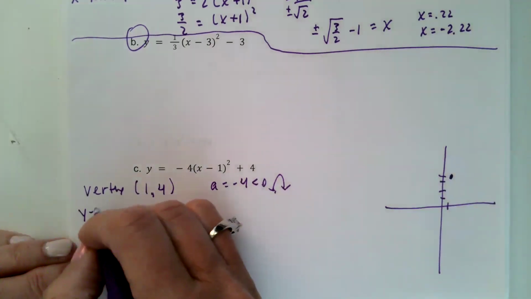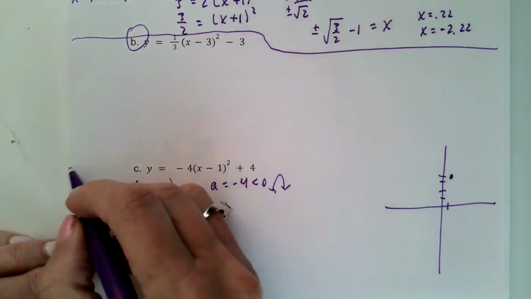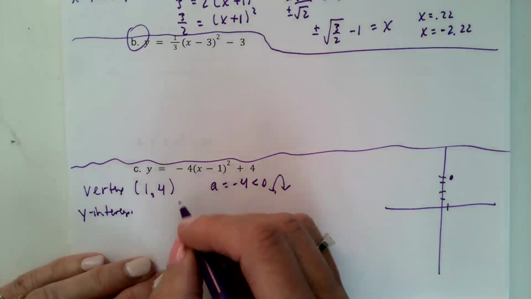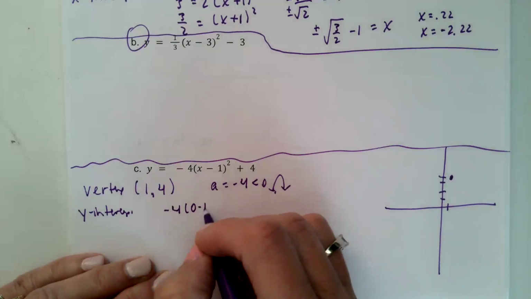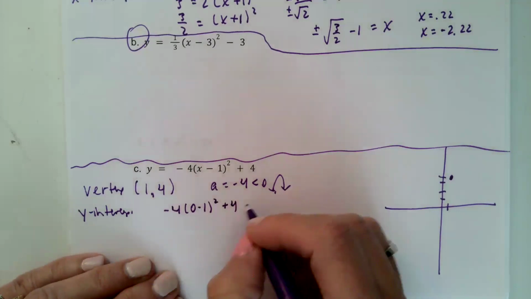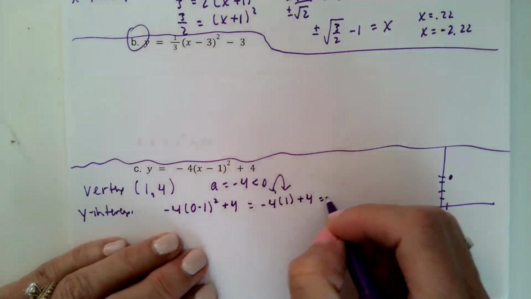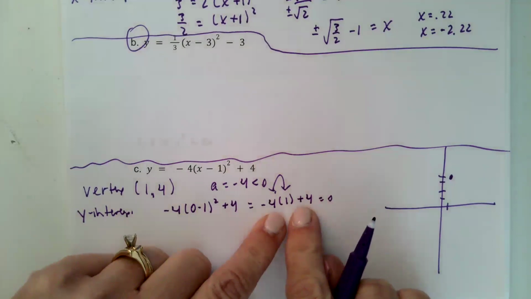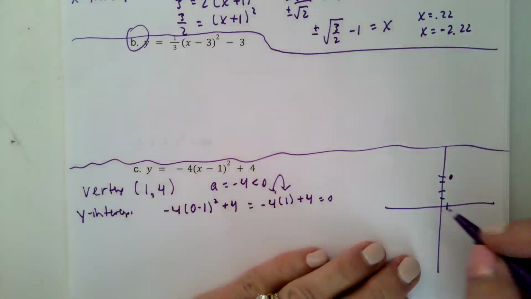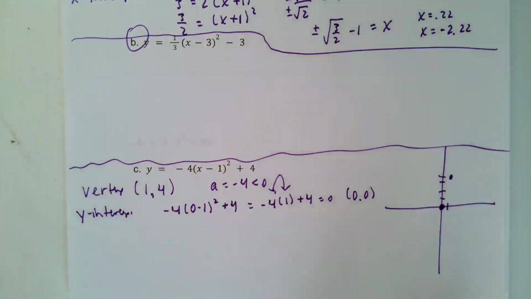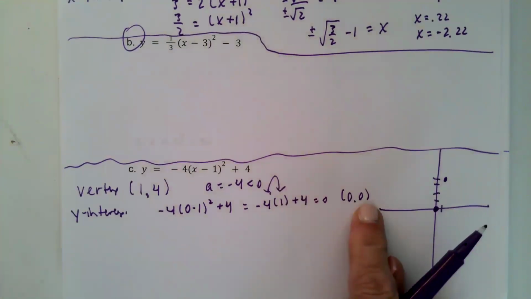And then our y-intercept here is when x is 0. So that would be a negative 4 times 0 minus 1 squared plus 4 equals a negative 4 times 1 plus 4. So that's going to be 0. So negative 4 plus 4 is 0. So it looks like my y-intercept is at 0, 0. So there's that. So that's one of my x-intercepts too. That's pretty cool. I found when 0, 0 is used, then it's actually a y-intercept and an x-intercept.